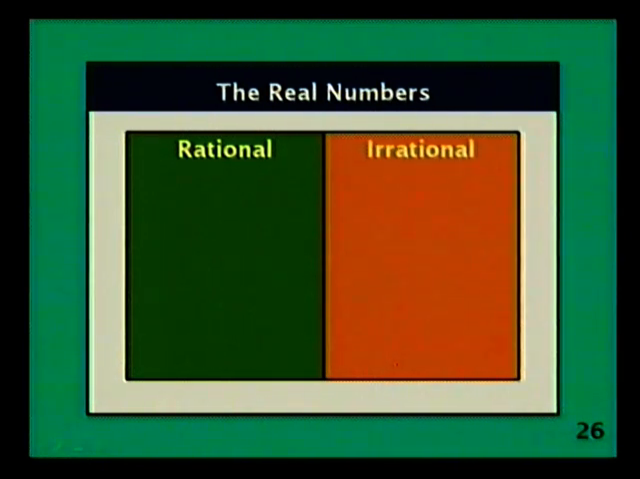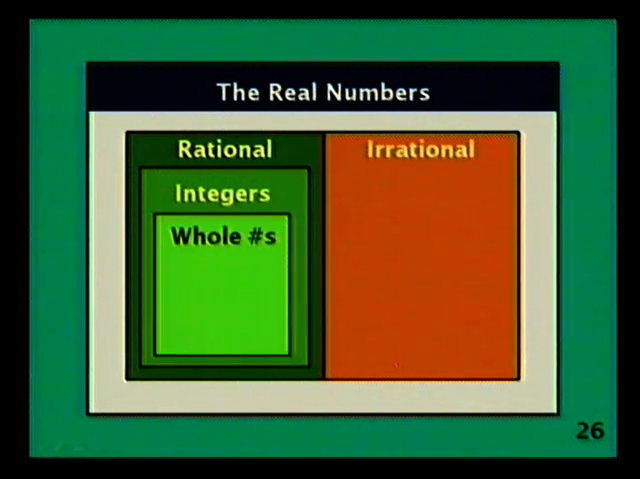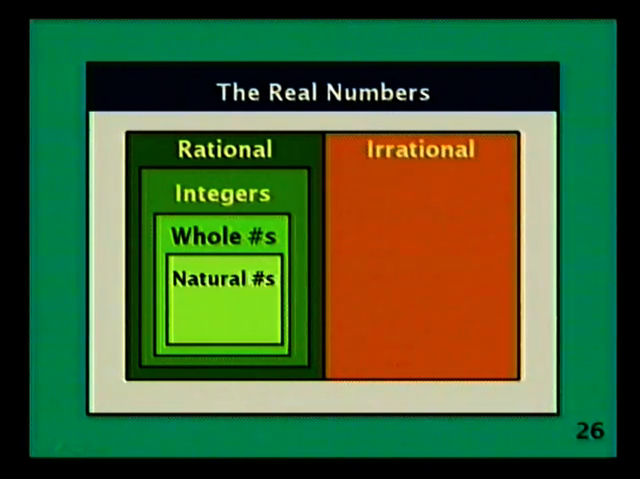The rational numbers have what we call subsets. One subset of the rational numbers are the integers. And what I mean by this word subset is that every integer is also a rational number. Likewise, every whole number is also an integer. And since every integer is a rational number, every whole number is also a rational number. And inside the set of whole numbers, we have the set of natural numbers.